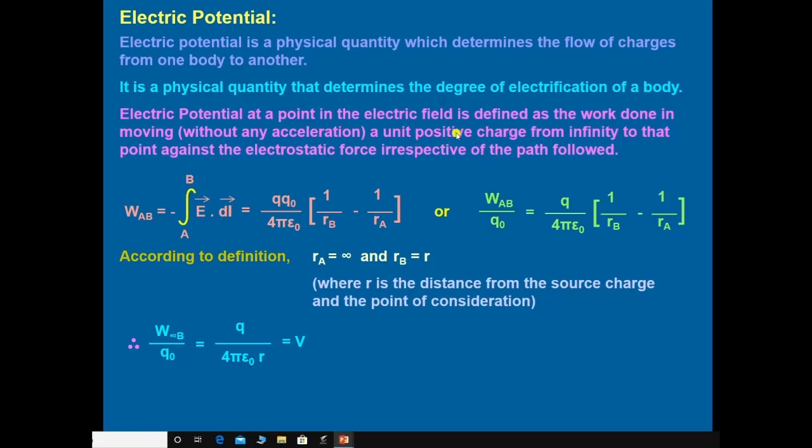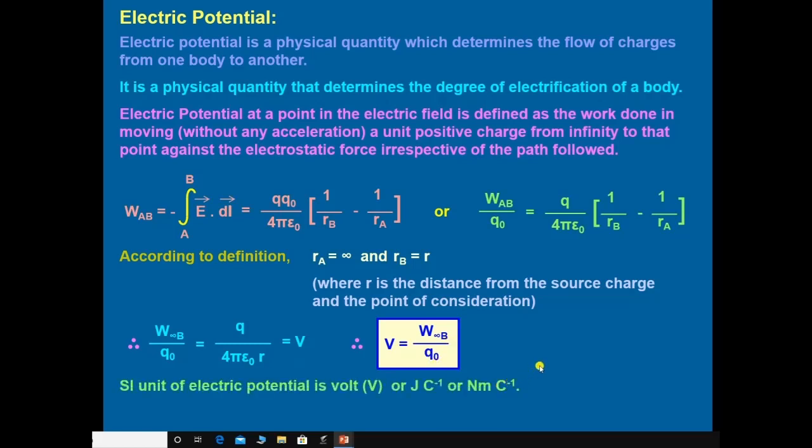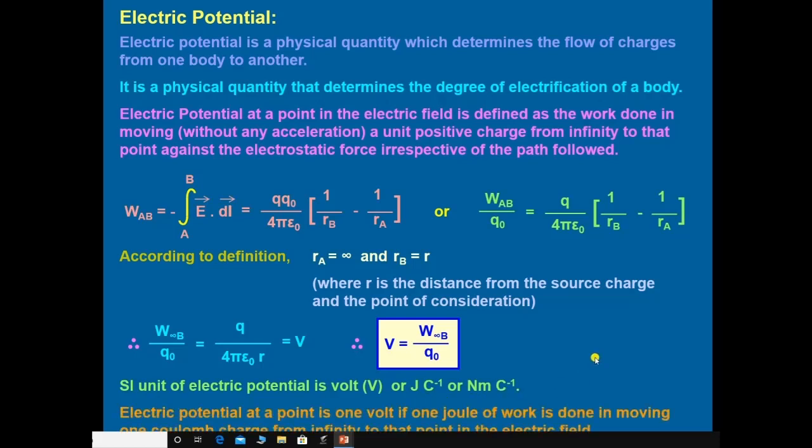So the definition is satisfied: work done in moving a unit positive test charge from infinity to that point against the electrostatic force, irrespective of the path followed. Or potential V is equal to W from infinity to the given point B divided by Q naught. And we come to its unit. The SI unit of electric potential is volt, or joule per coulomb, or Newton meter per coulomb.